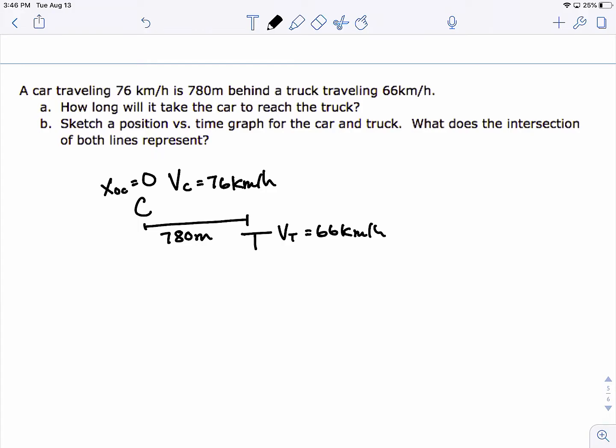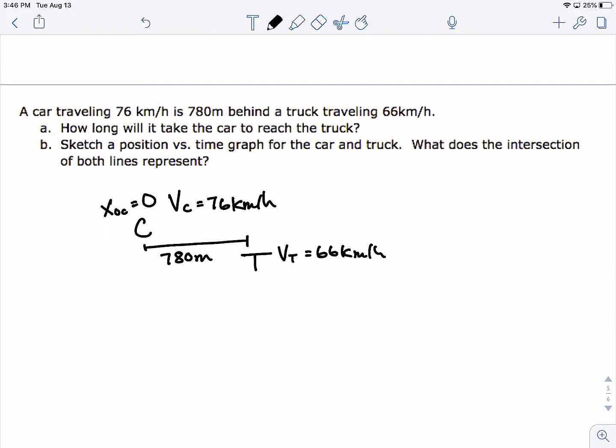Now, here's an issue. Notice 780 meters is in terms of meters, and both of our speeds are in kilometers per hour. So we do need to convert that 780 meters to kilometers. We're going to use dimensional analysis. We want to get rid of meters, go to kilometers, and we know that there are 1,000 meters, or 10 to the 3 meters, in 1 kilometer. So we can either move the decimal 3 places to the left, or we can divide by 1,000. It's all the same thing.